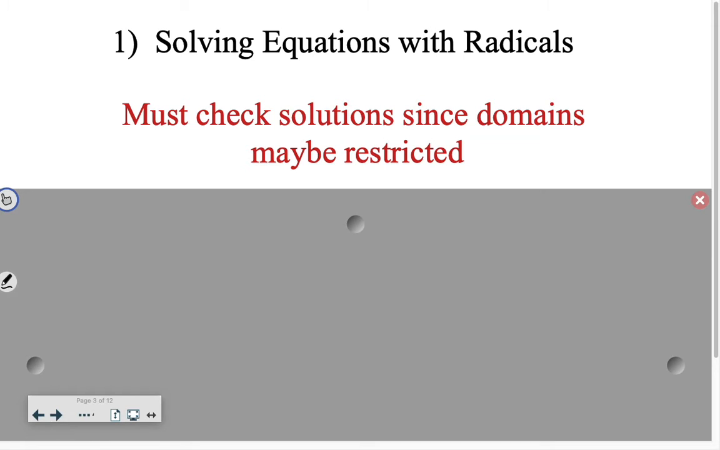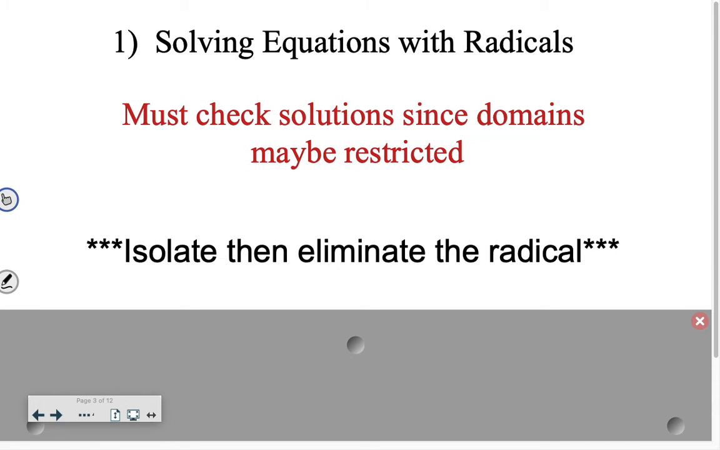Here's the general rule. This is generally how we're going to solve these types of problems. You're going to isolate and then eliminate the radical. Get the radical by itself, and then get rid of it to try to make that problem simpler. That's the main idea for this. Radical by itself, and then get rid of the radical and solve the resulting equation.